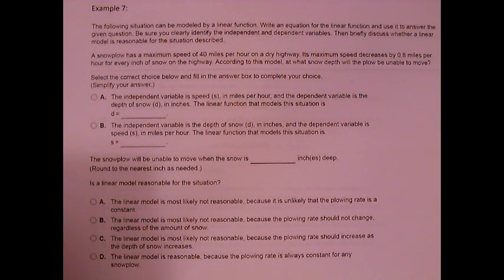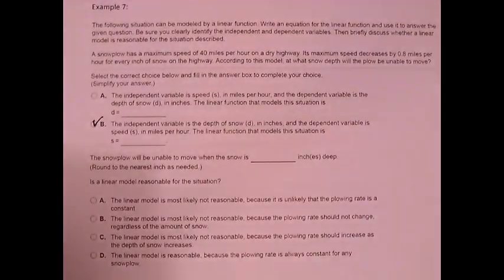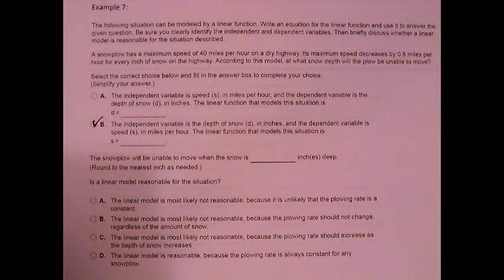Okay, so we need to find out what the independent and the dependent variable will be. Let's look at this. In this case here, it looks like the depth of the snow will be your independent variable, and your S, that's going to be the speed. That speed is going to be dependent upon the depth of that snow. So I'm going to choose that one right there. The independent variable is the depth of the snow in inches, and the dependent variable will be the speed in miles per hour.